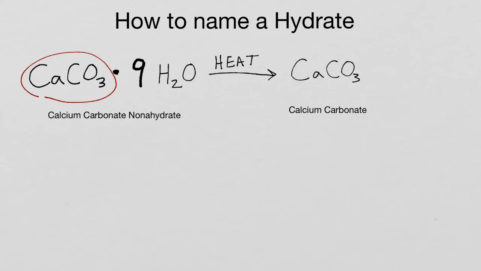So that's how you name a hydrate. You name the molecular compound or ionic compound, use the prefixes to determine or to denote how many waters there are, and then they get the ending hydrate. If we heat them up and we get our anhydride, then we would just name that according to the compound name, like calcium carbonate.